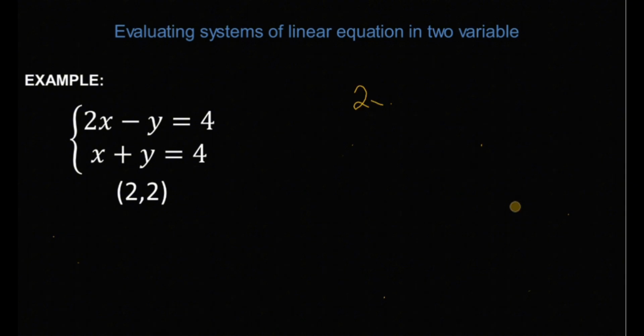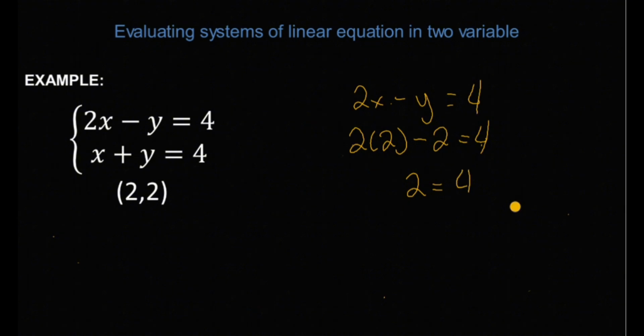So we have 2x minus y is equal to 4. Okay, 2 times 2 minus 2 is equal to 4. 2 times 2 is 4, minus 2 is 2, is equal to 4, which is not equal to 4. So therefore, this is false.